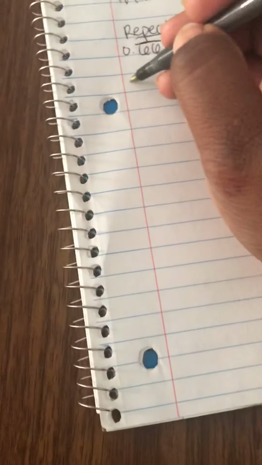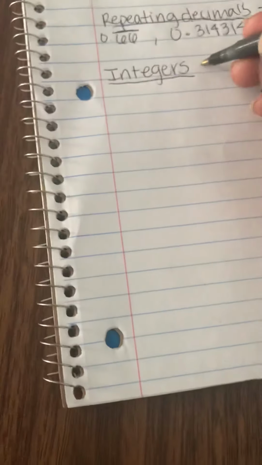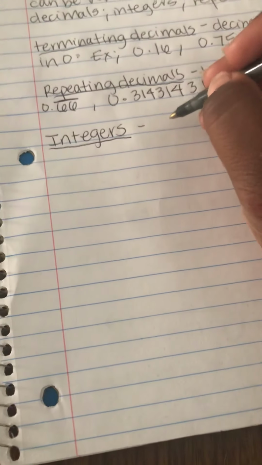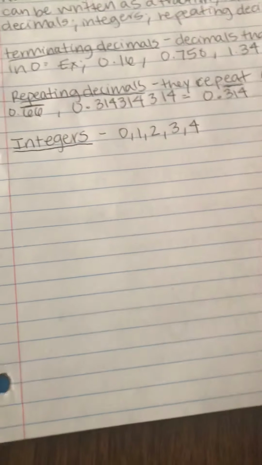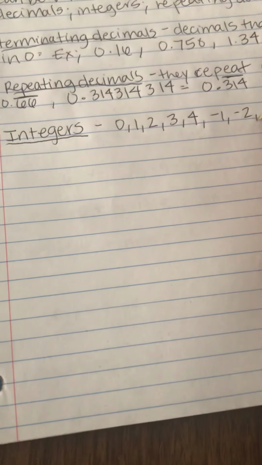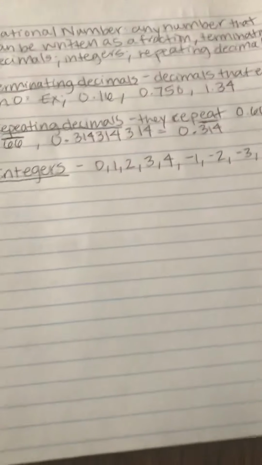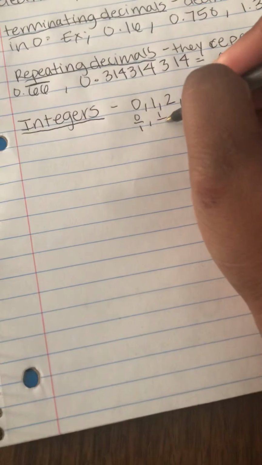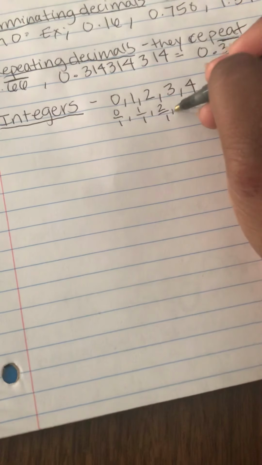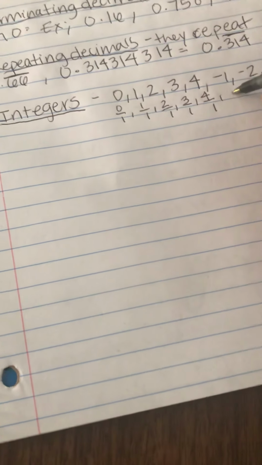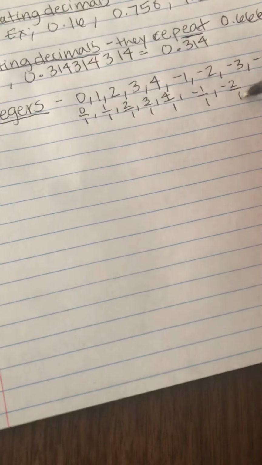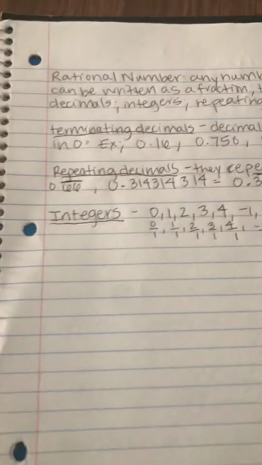Okay? And they also include integers. Integers are all your whole numbers. So 0, 1, 2, 3, 4, and their opposites, so -1, -2, -3, and -4. These are integers, and these can also be written as fractions. This can be 0 over 1, 1 over 1, 2 over 1, 3 over 1, 4 over 1, -1 over 1, -2 over 1, and so forth. So these are rational numbers.